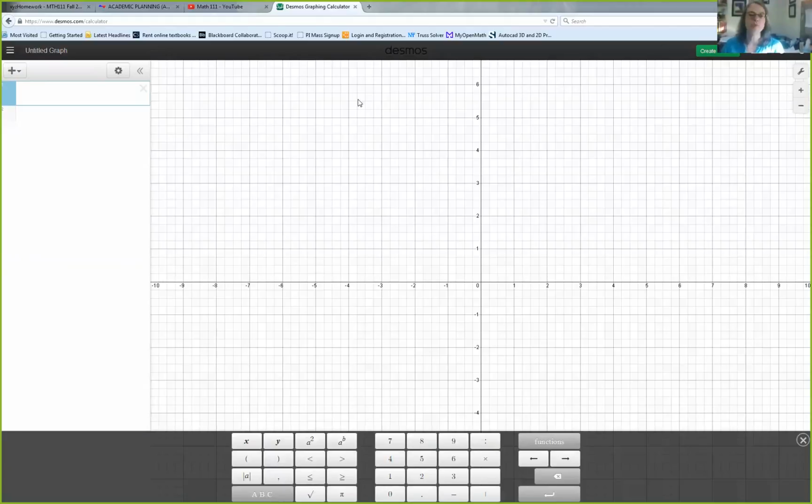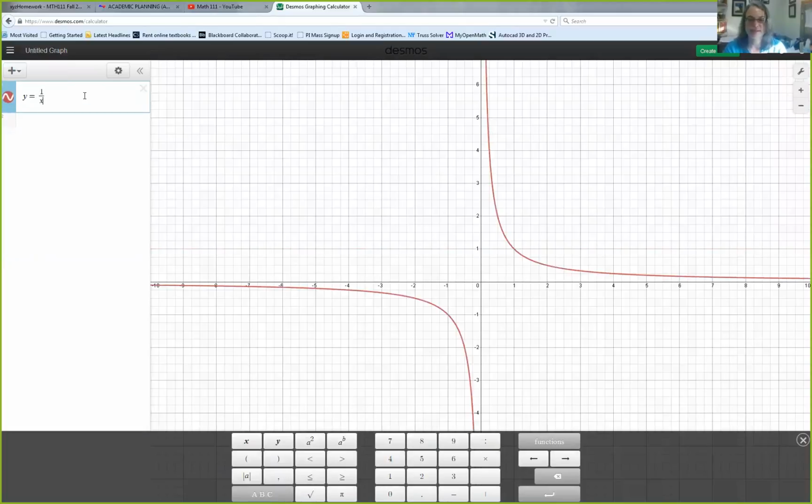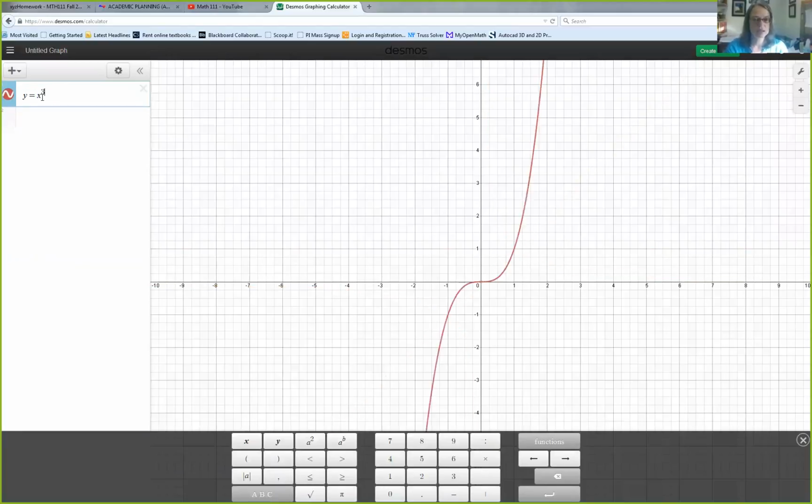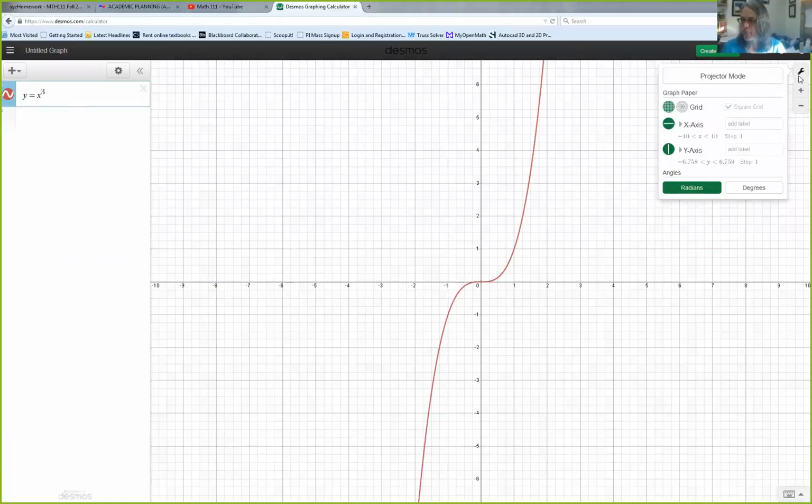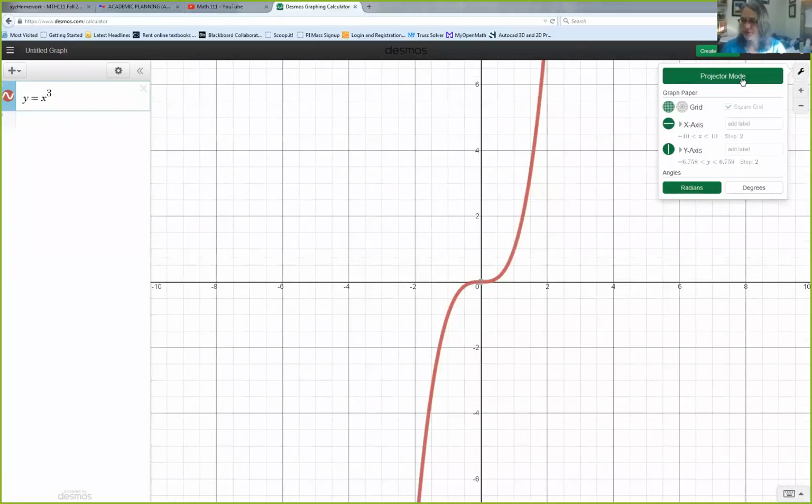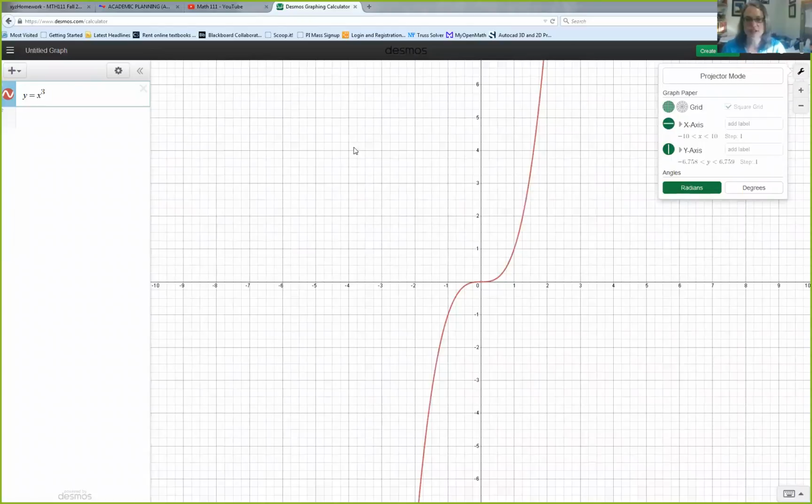So we're going to start with just the basic, let's see, your book uses the parabola, so let's use something more interesting for us. Let's use 1 over x. This is kind of an interesting, actually I don't want to do that. I want to use, let's use a basic cubic. And I'm just going to put this in projector mode. Actually, I probably don't need to for this.